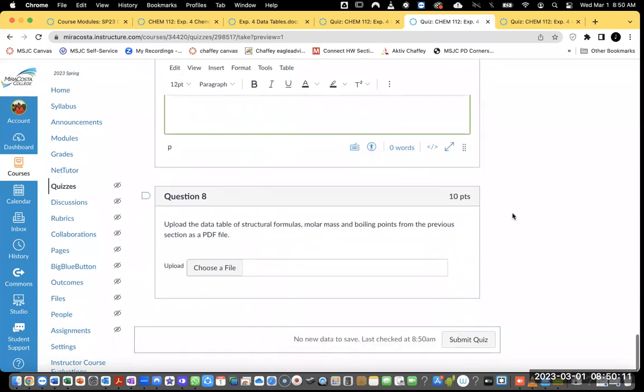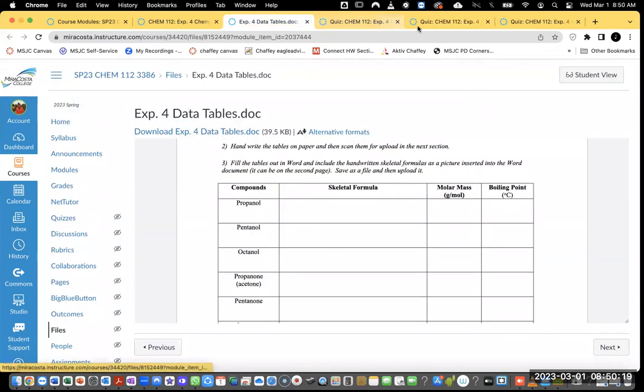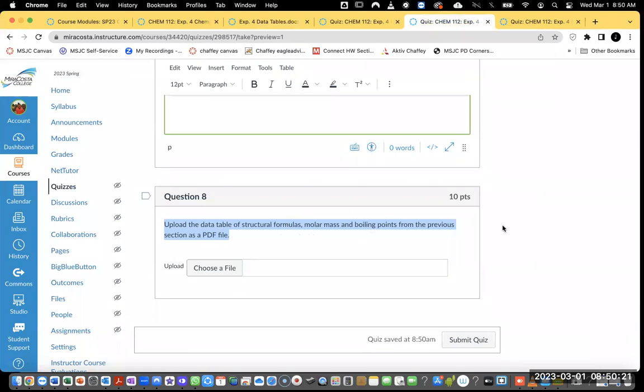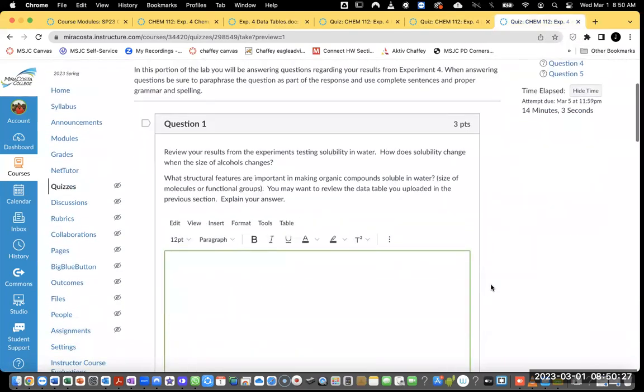And then at the end, you'll just be putting in your structural formula, molar mass, and boiling point PDF. This document, you're going to be uploading here as the final question. Then the last thing you guys are working on are the post-lab questions. Here, you're reviewing what you have done. These are some conceptual questions. Again, the lecture videos will also help you here, and also performing this lab.